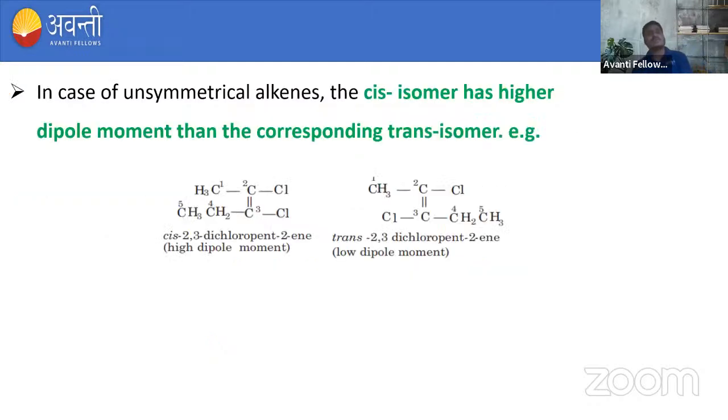Now, in case of asymmetrical alkene, if you cut from the middle, you can get one methyl group above and two methyl groups downward. So this is the asymmetrical alkene, right?